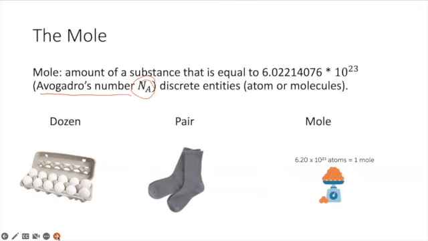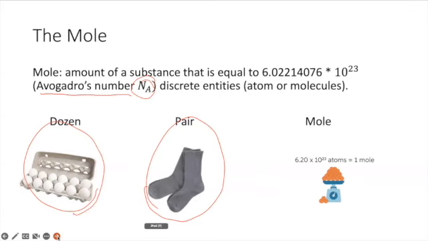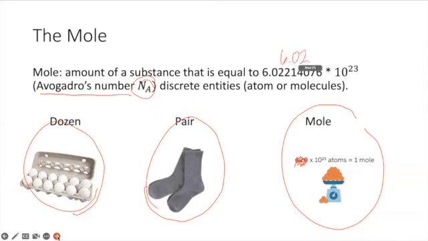So think about like a dozen eggs, right? We always know that equals 12. A pair of socks always equals 2. A mole always equals 6. Oh, this is an error. It always equals 6.02. And here's the full one. We can always just call it 6.02 for our purposes, times 10 to the 23rd. That's so weird that little graphic has an error. Okay. So a mole, right, just like a dozen, always equals this number.